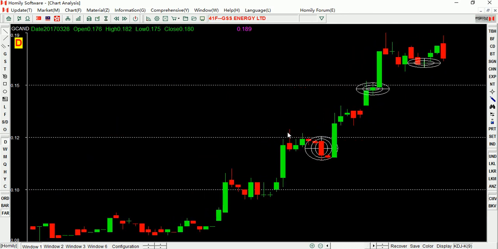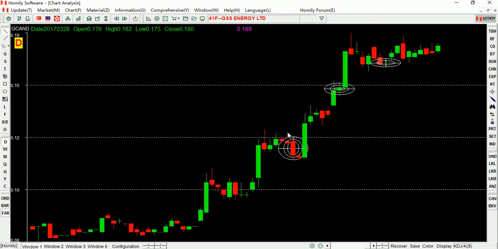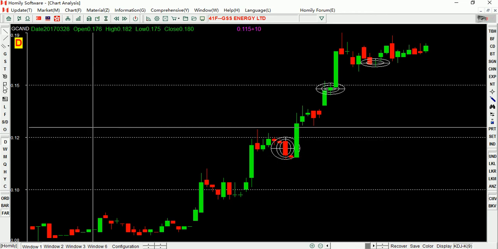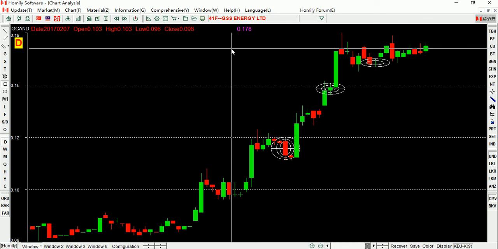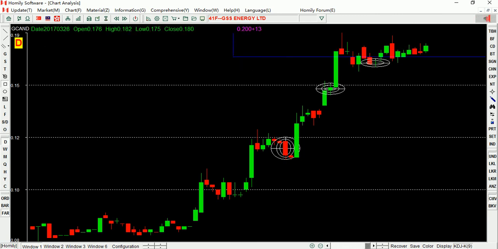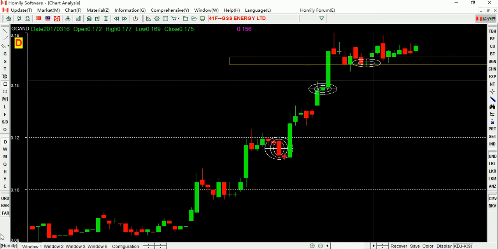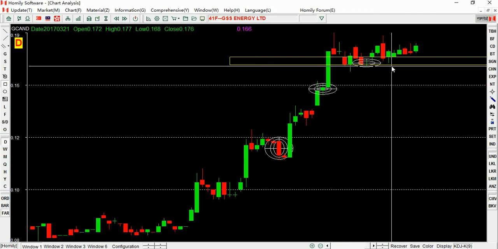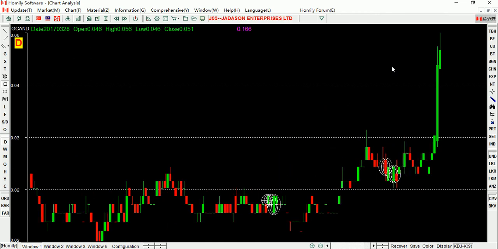GSS Energy. So we see the time black hole appears here. You should know this is the turning point. Then you can draw the line according to the turning point. Then we see here, if the price falls below this time black hole, what should we do? Sell for short term. Then we can see the next one.